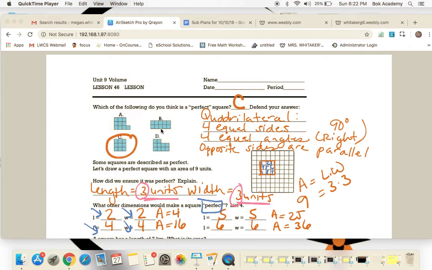A square has a length of 7. What is its area? We just talked about a perfect square having the same length and the same width. So if the length is 7, then I know the width also has to be 7, which means my area would be a total of 49 kilometers squared, because we're talking about 2 dimensions.